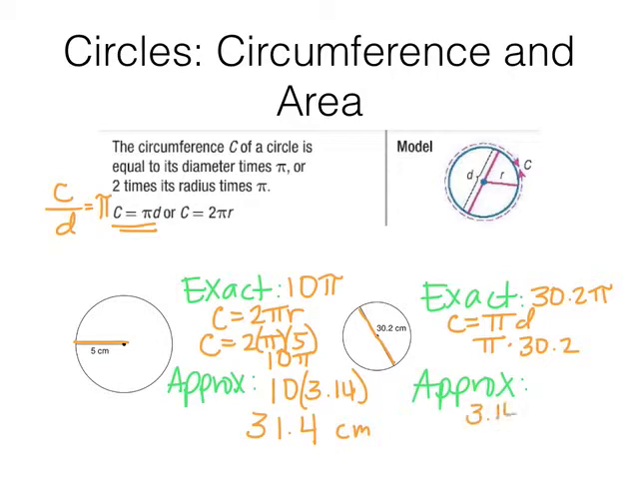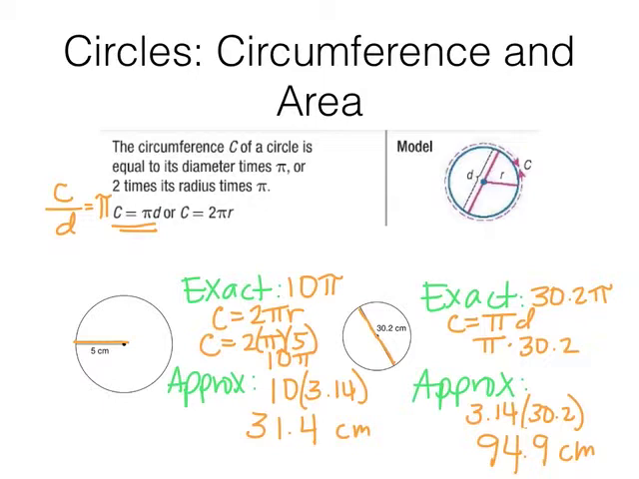So 3.14 times 30.2 does come out to be 94.9. Ooh, that's messy. And since we are finding circumference, these are linear units, not square units, 94.9. And this one is also centimeters.